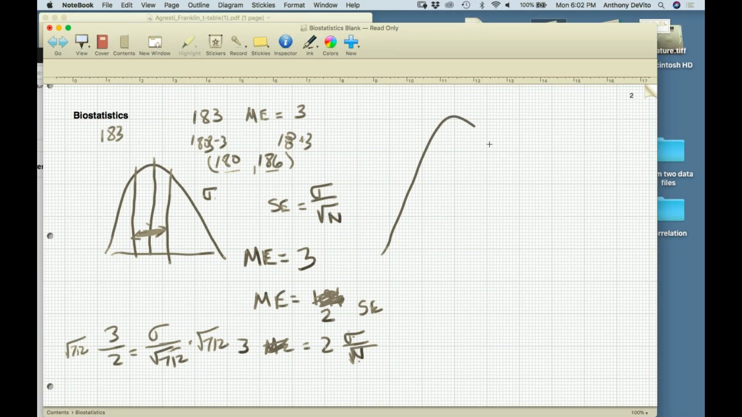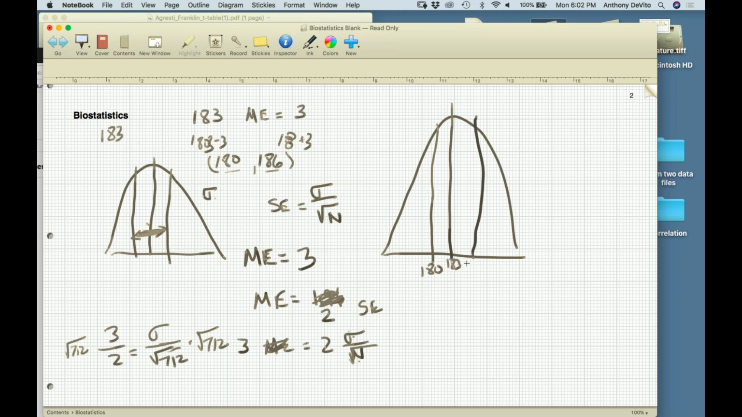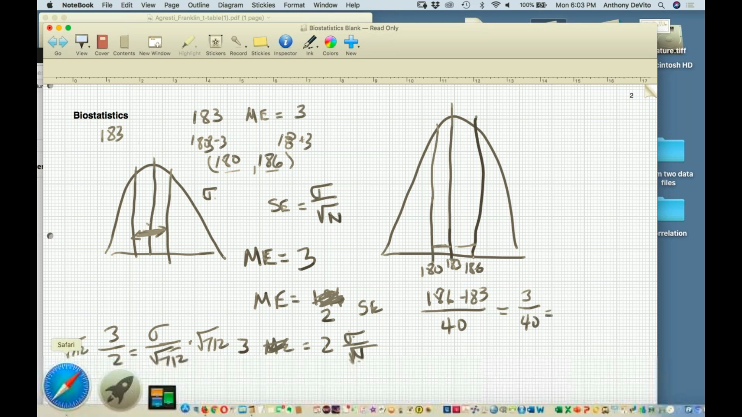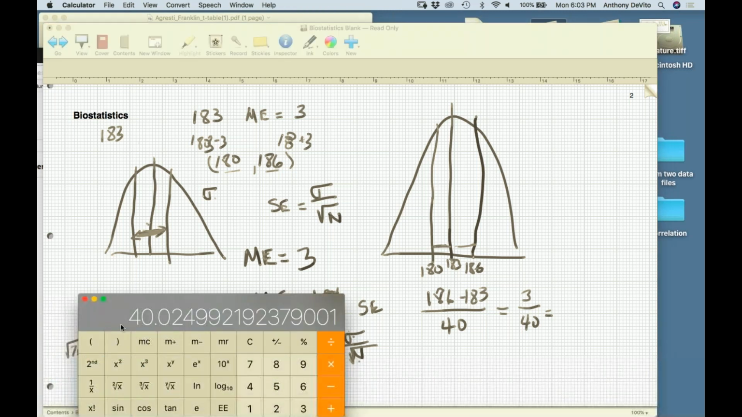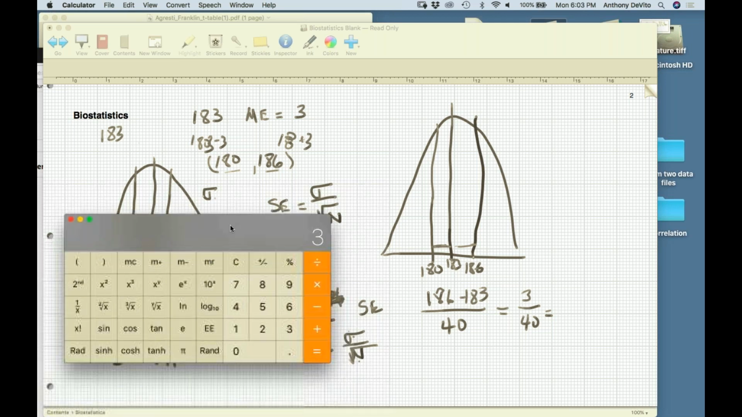And I am looking for 3 below and above a mean of 183, so 180 and a value of 186. So how many standard deviations above is 186? That's 186 minus 183 over 40, our standard deviation. The z-score for that is going to be 3 over 40, and 3 divided by 40 is equal to 0.075.